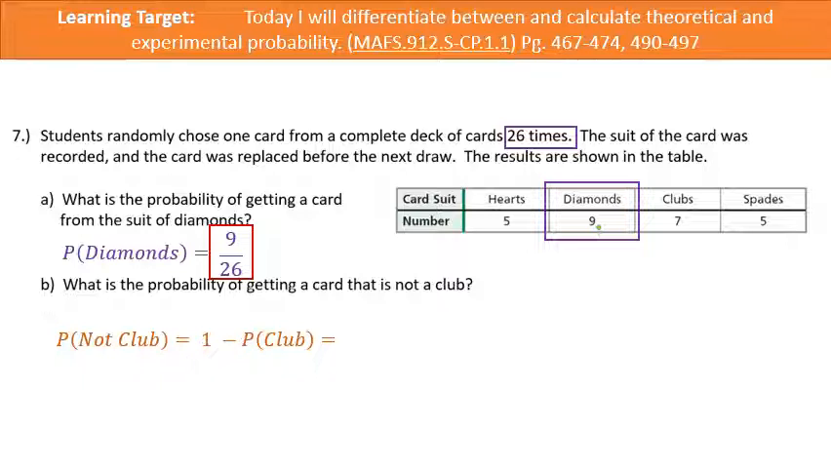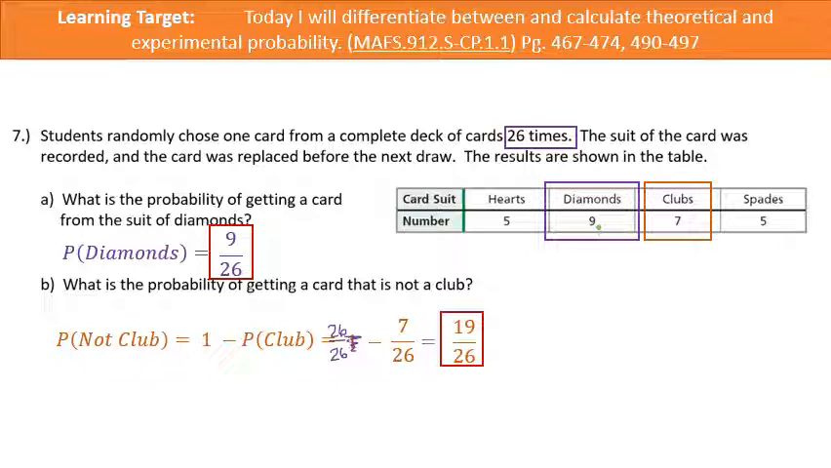So what's the probability that it was clubs? We're still taking it 26 times, but it was a club only 7 times. So that probability is 7 over 26. So I'm looking at 1 minus 7 over 26. Let's change this 1 to something that makes sense. What do we want the denominator to be? 26. So let's make it 26 over 26. 26 minus 7, 19 over 26. That is our answer.